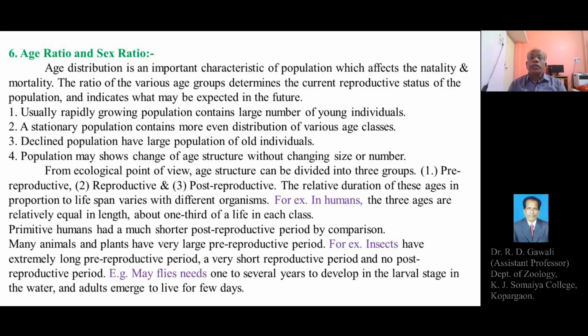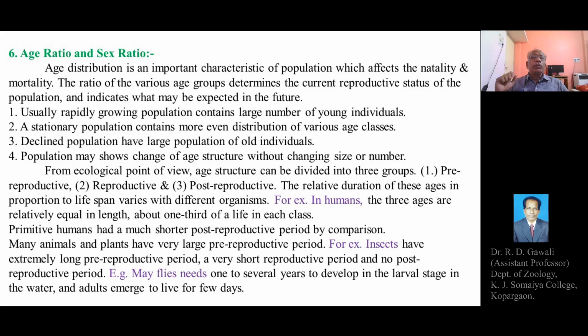Today we are going to explain the sixth characteristic of the population, that is age ratio and sex ratio. Friends, age distribution is one of the important characteristics of the population which affects the natality and mortality.